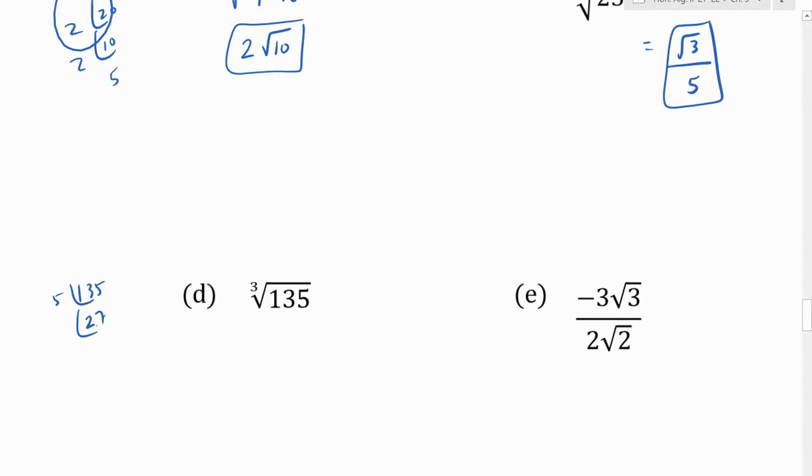Let's see, 135. I don't know what that is. I could stop there because I know the cube root of 27. But there's 3 3s. Oops, bring a 3 out. That leaves the cube root of 5 left.